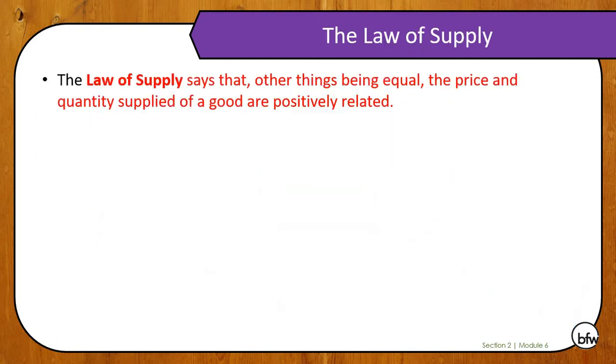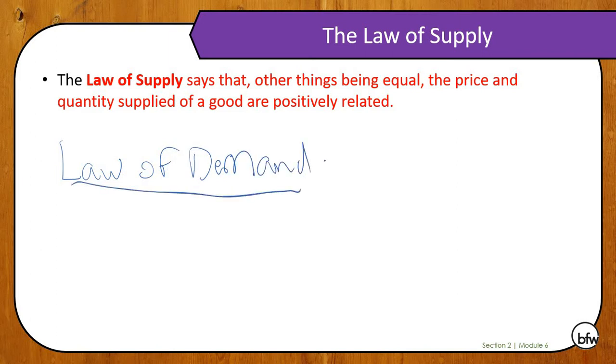Now, that brings us directly into the law of supply, so I want you to write that there. The law of supply says that other things being equal, the price and quantity supplied of a good are positively related. Now, I'm going to go ahead and rewrite the law of demand for you, even though you've already written it in your notes. I'm sorry, this is the definition. It's hard to talk and write at the same time.